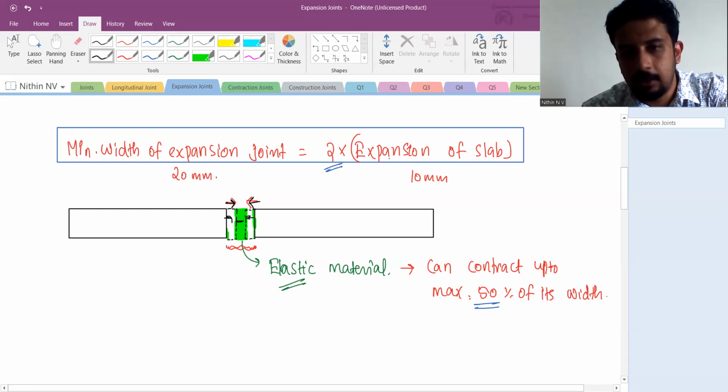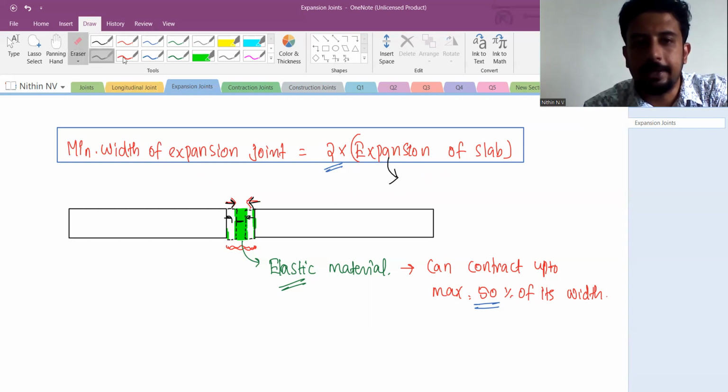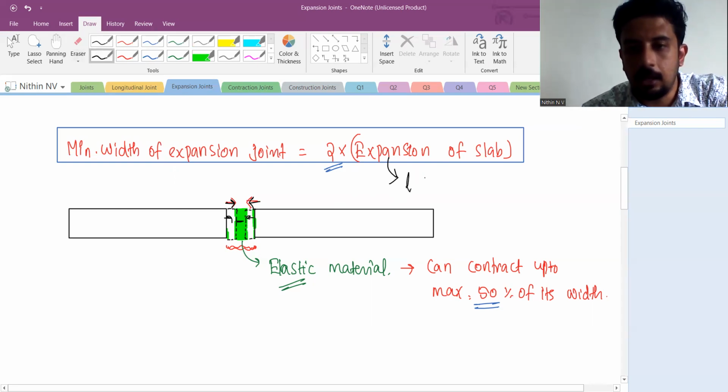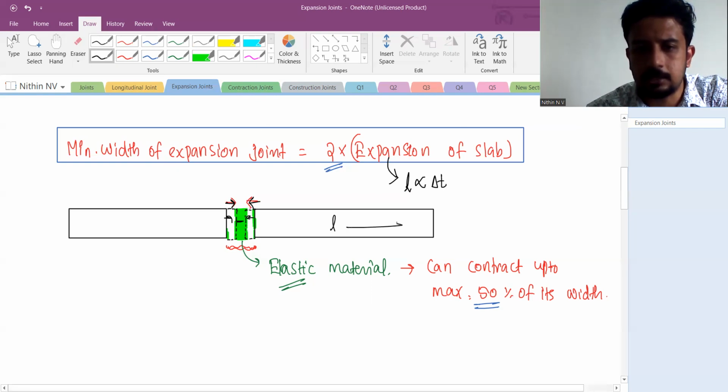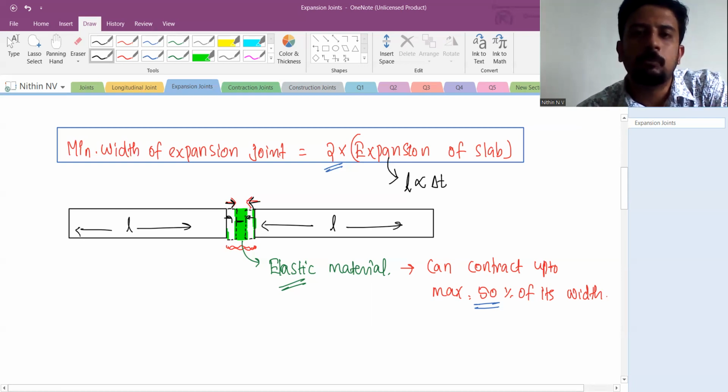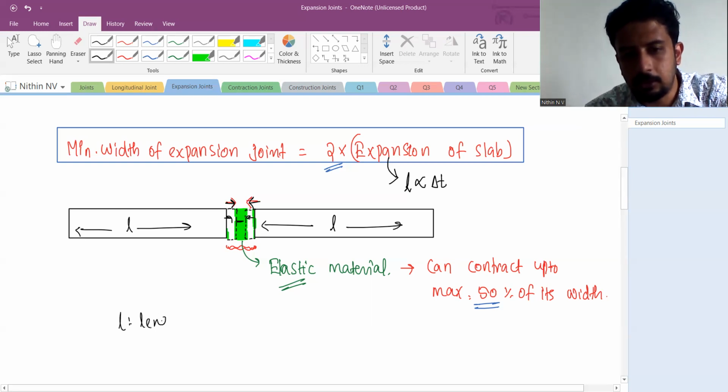So the next thing, how to calculate the expansion of the slab then? This is just an example only. We can do questions later. How to calculate the expansion of the slab? It is L alpha delta T. Hope we have already studied this equation before. L alpha delta T, which means L is the length of the slab, the same length here also, alpha is the coefficient of thermal expansion, and delta T is the change in temperature.